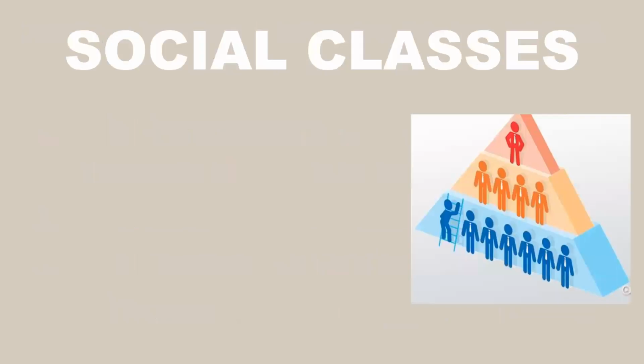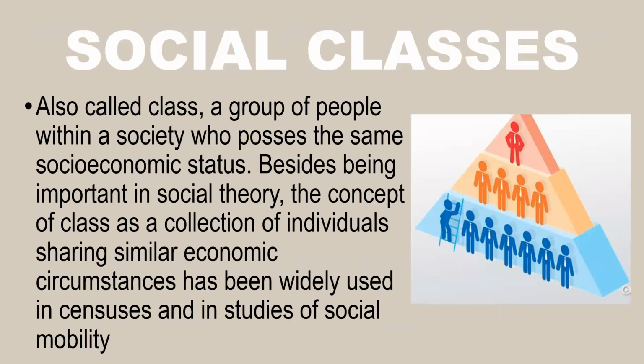Okay, next, social classes. Social classes, also called class, are a group of people within a society who possess the same socioeconomic status. Besides being important in social theory, the concept of class as a collection of individuals sharing similar economic circumstances has been widely used in censuses and studies of social mobility. So basically, social class means the group of people based on their socioeconomic status, divided into three: the lower, the middle, and the upper stratum or class.